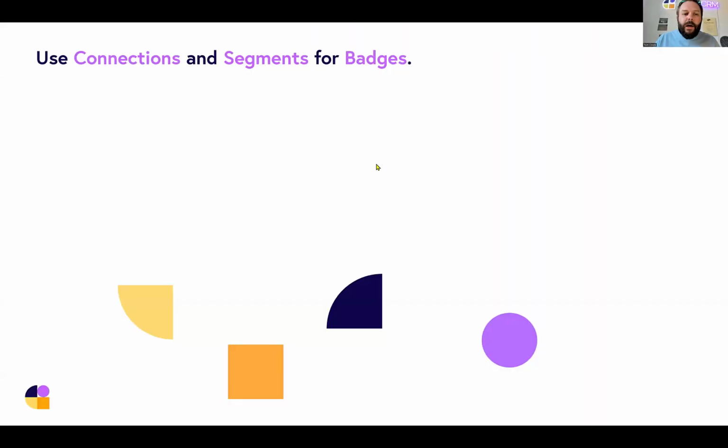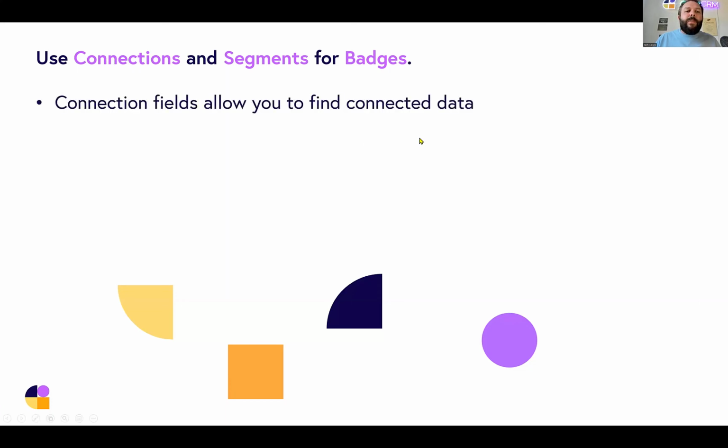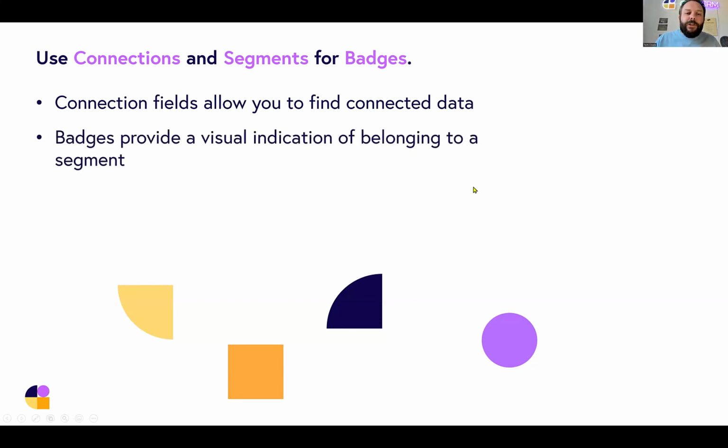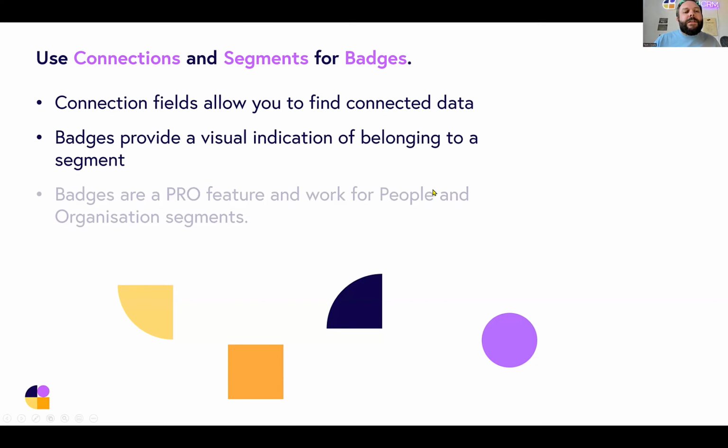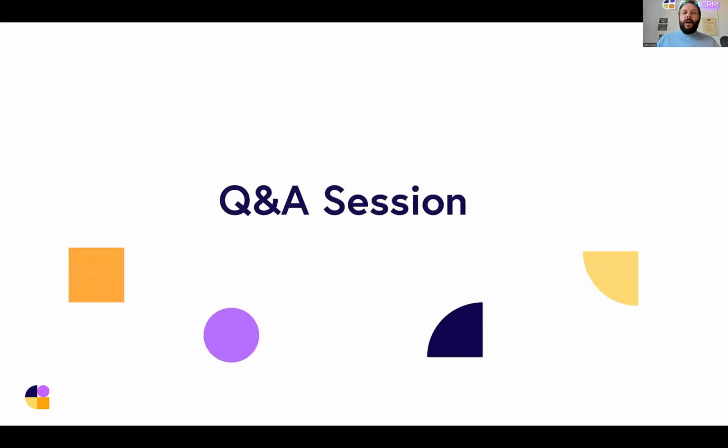So I'm just going to round off that screen before we come back to our questions and answers section. So connection segments and badges. The connection fields allow you to find connected data through our segments. Badges provide a visual indication of belonging to a segment, and badges are a pro feature and work for people and organization segments. Okay, wonderful. That is the end of the me telling you how it works section.